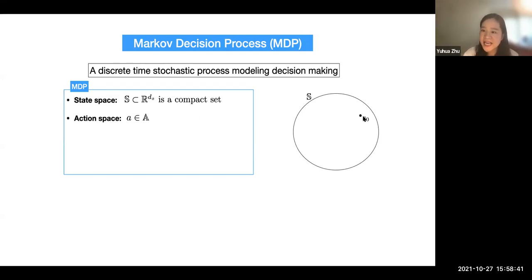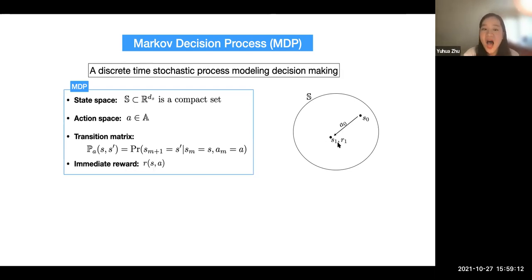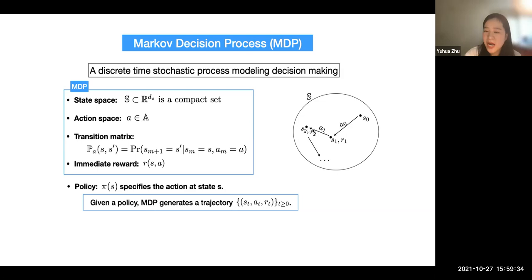For example, we start at state S0 and apply an action A0, and we will arrive at a place S1, depending on the transition matrix. This transition matrix tells us the probability distribution of the next state given the current state and the current action. In this case, we arrive at state S1, and we will have a corresponding immediate reward R, which depends on the state and action. So these are the four basic elements of the MDP. Another important concept is called policy, which specifies the action at state S. Given a policy pi, the MDP will generate a trajectory, telling you the state S, the action A, and reward R at time T.